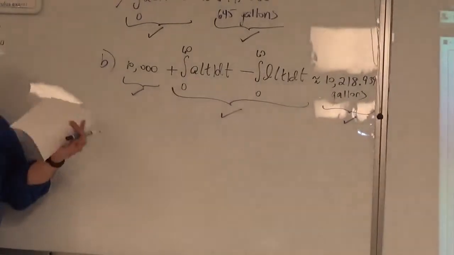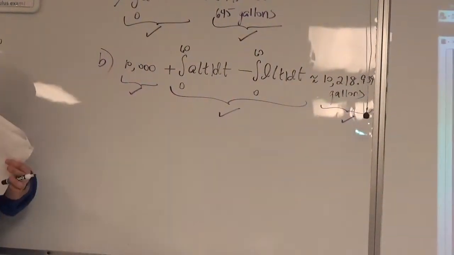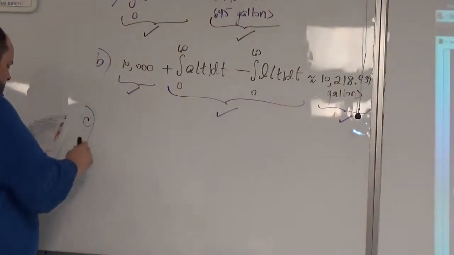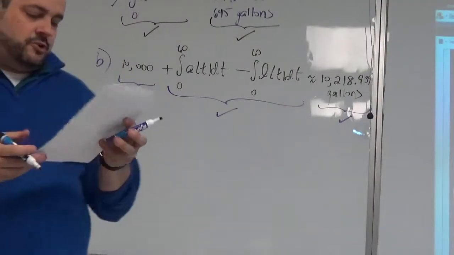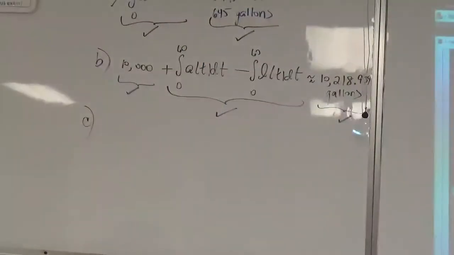And this is the last thing we're doing in this unit. Everything's going to come together. You okay? All right. Part C: create an integral equation that can be used to determine the amount of water in the pool at any time t. I don't actually want a number this time. I want an equation. I want a function.